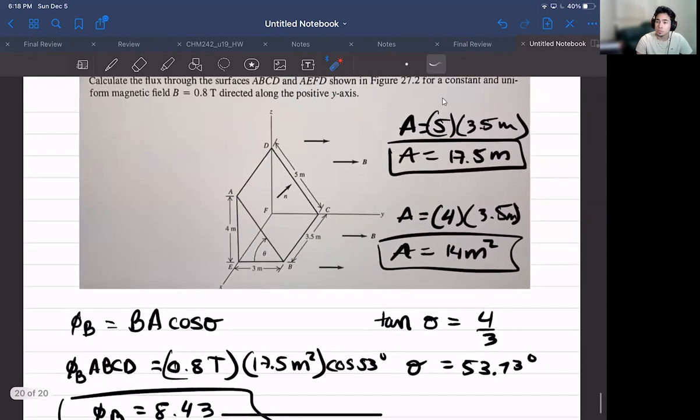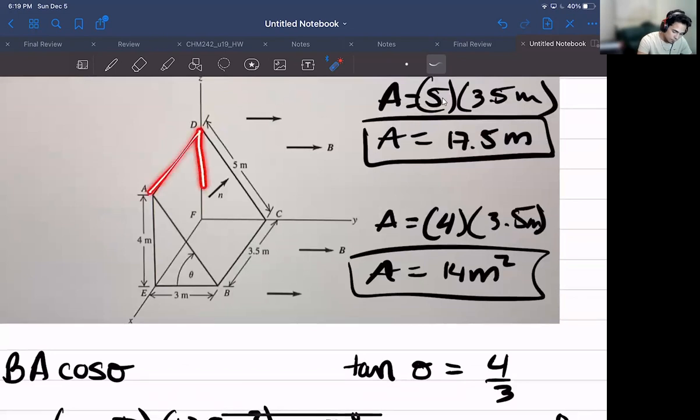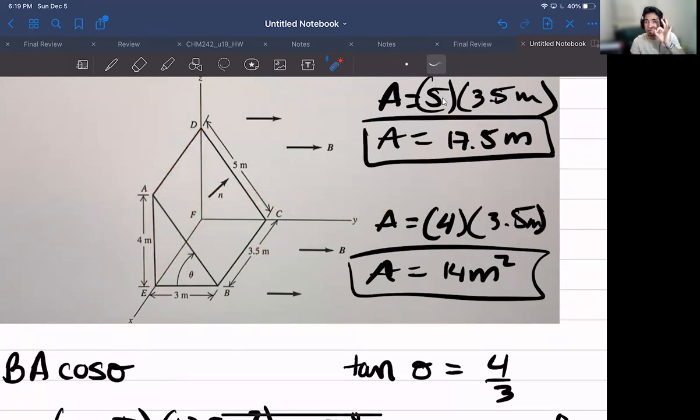Okay, so first we need to determine the position. We need to find the angle between the normal line and the magnetic field. And this is going to be different for the next one, because now we have a surface like this one. And if we draw the normal line, it's going to look like this right here. And if we also draw the magnetic field right next to it, we get it like this. So the angle between those is actually 0. So the cosine of 0 is just 1.